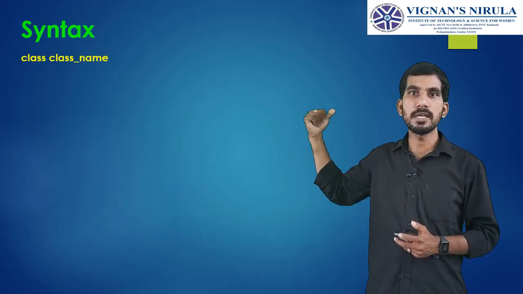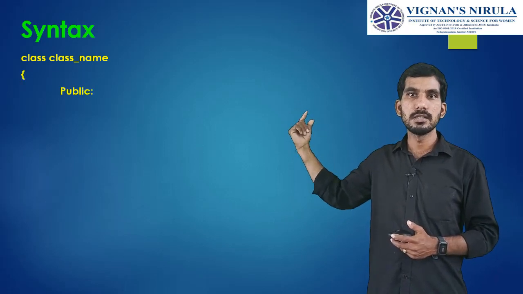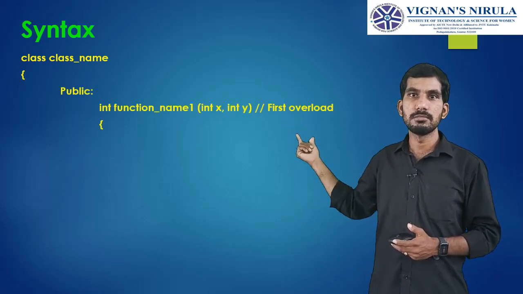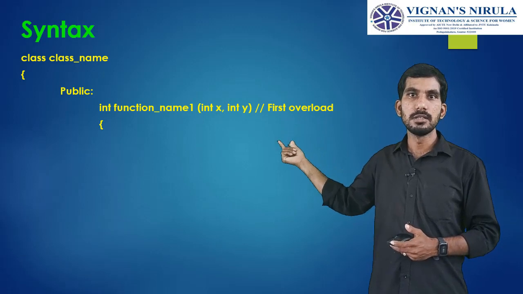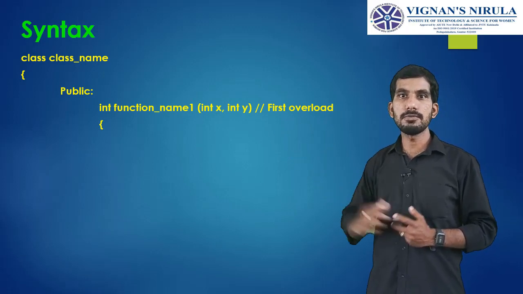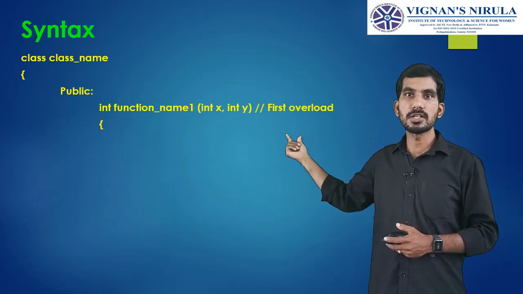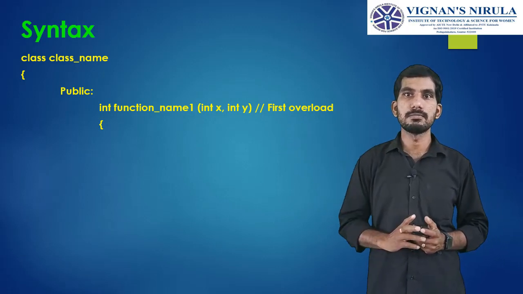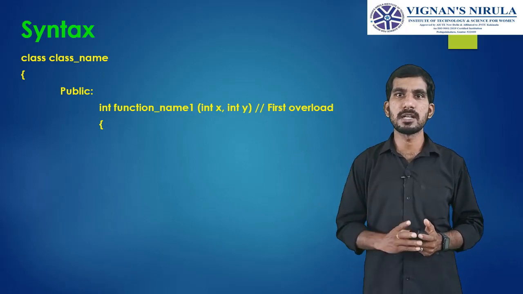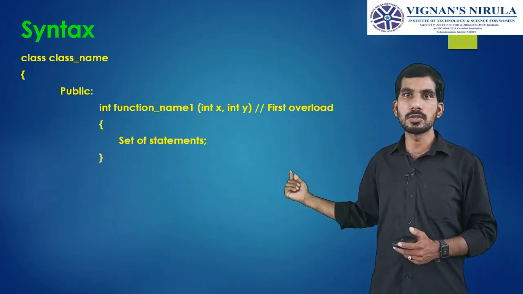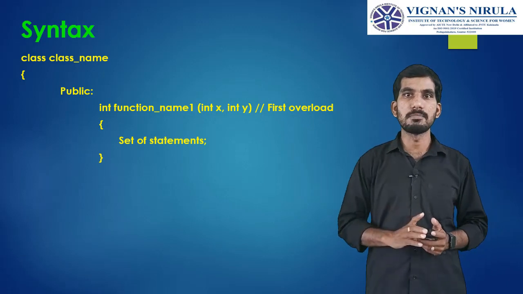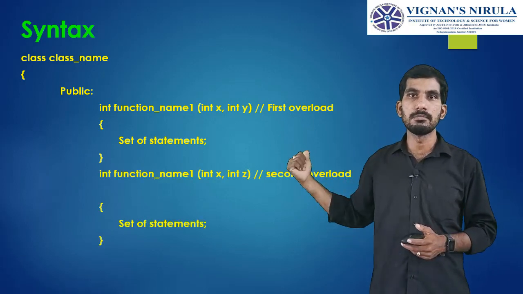Coming to the syntax of method overloading or function overloading. Here first we define the class followed by the class name. Within this class I am defining the function. Public is an access specifier, followed by the return type, followed by the function name. Here the function name is function1. Within function1 I am passing two parameters, or else n number of parameters. Within open and closed curly braces I am writing a set of statements, that means the actual logic of the program.